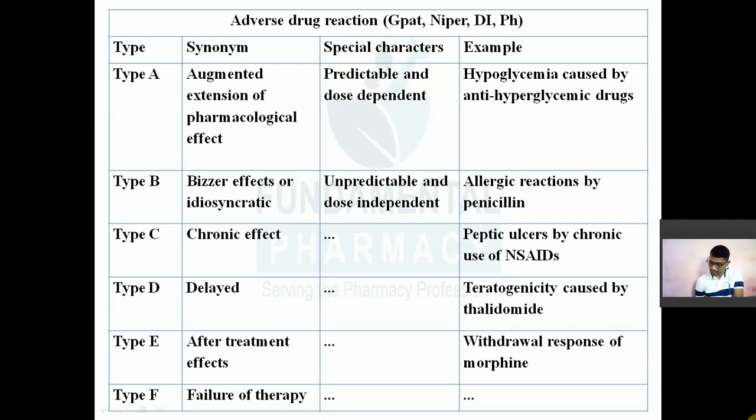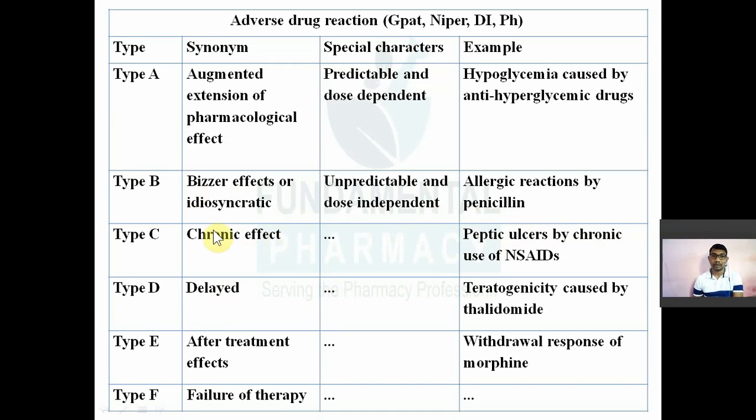So just remember, type A adverse drug reactions are nothing but the augmented, type B are the bizarre, type C are the chronic, type D are the delayed, type E is the after treatment effects, and type F is the failure of drug therapy. In type B adverse drug reaction, antigen antibody interaction is there. Here, for example in penicillin reactions, penicillin will act as an antigen in your body, and against that antigen your body will produce antibodies, and now the antigen antibody reaction will result in allergic reaction, inflammation, anaphylaxis.